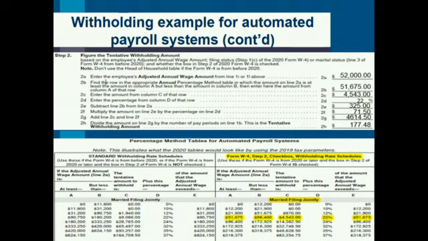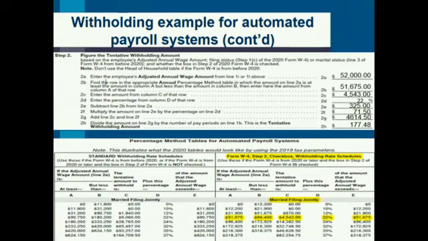The next step is to figure Sophie's tentative withholding amount for each pay period. We will use the percentage method table for automated payroll systems. On line 2A, we enter Sophie's adjusted annual wage amount of $52,000. Remember, Sophie selected married filing jointly as her filing status and checked the box in step 2 on her W-4.